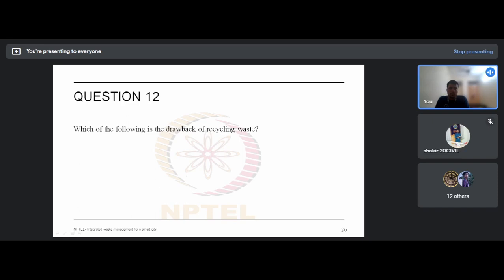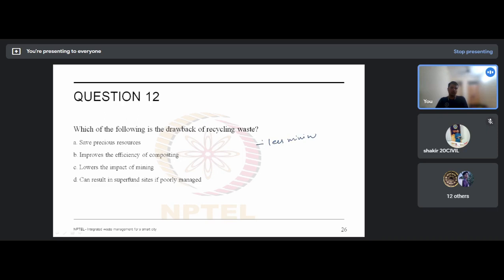Which of the following is the drawback of recycling waste? The first option is save precious resources, improves the efficiency of composting, lowers the impact of mining, and can result in Superfund sites if poorly managed. Once we recycle, we need to do less mining. So the requirement for virgin materials reduces, that are materials freshly mined from the earth. So we'll save precious resources if we do recycling. That is a positive aspect or a merit of recycling. That is not a drawback.